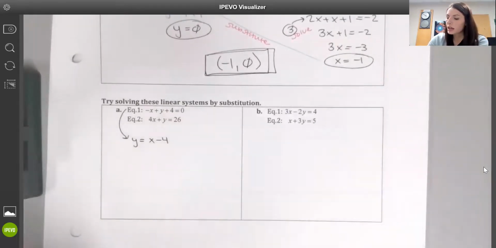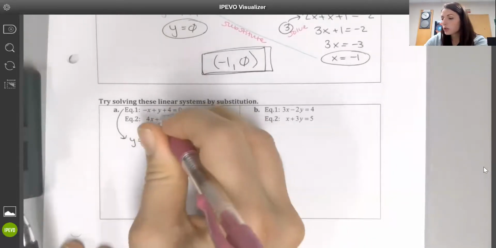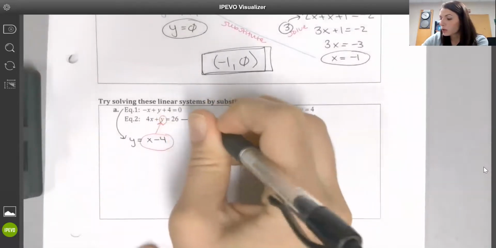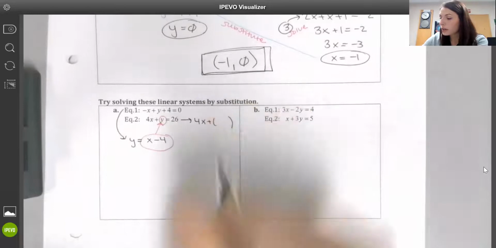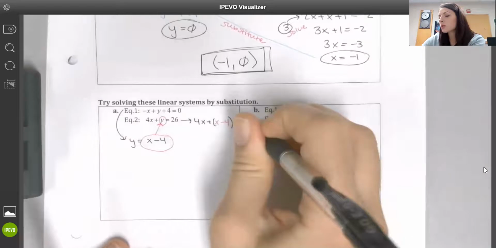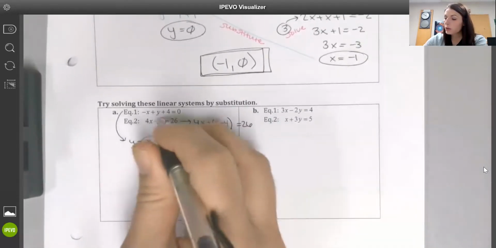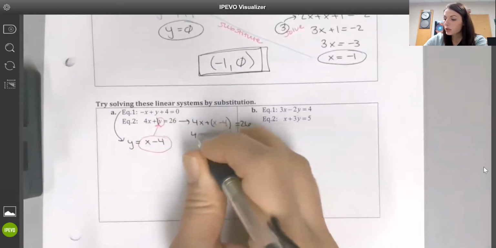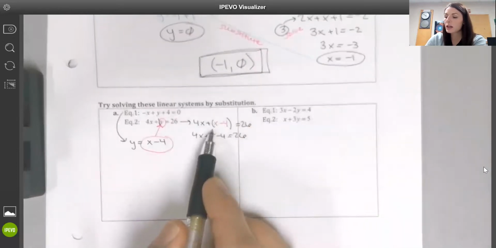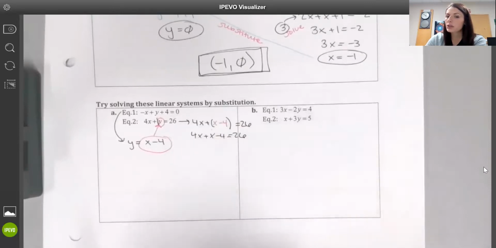Okay, so now that I know that y equals this, I can substitute it in for y in my other equation. So now this will look like 4x plus, and instead of y, I will plug in x minus 4, equals 26. And just like the one above, I have a coefficient of 1 here. So I have 4x plus x minus 4 equals 26. Do get in the habit of substituting that in though, because on this next one, it would be super important to have parentheses because I have coefficients going on there.